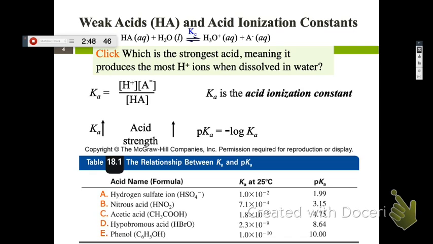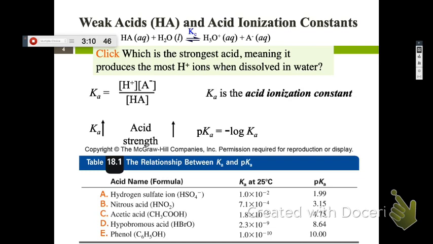What's another way to say there's more dissociation? What are those things it dissociates into? You'll have a larger concentration of hydronium ions, or even simpler said, a larger percent ionization. Those are two different ways you can talk about the same thing. All right? So the larger this number is, the more acidic it is.